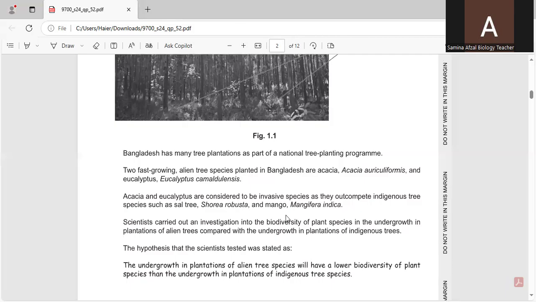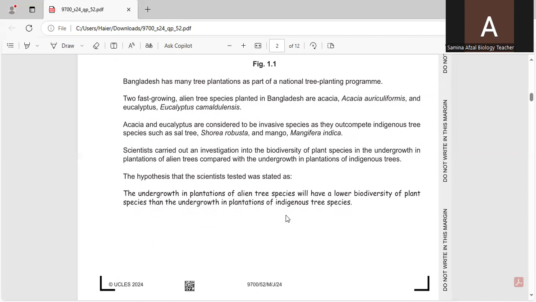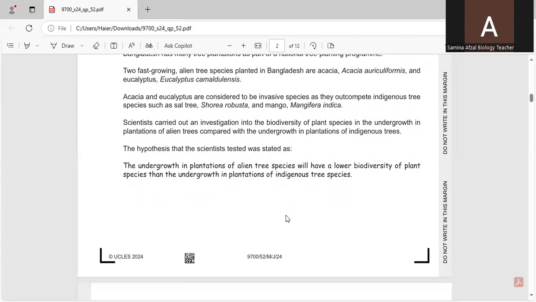Two fast-growing alien tree species planted in Bangladesh are Acacia auriculiformis and Eucalyptus camaldulensis. Acacia and Eucalyptus are considered to be invasive species as they outcompete indigenous tree species such as the sal tree, Shorea robusta, and mango, Mangifera indica.